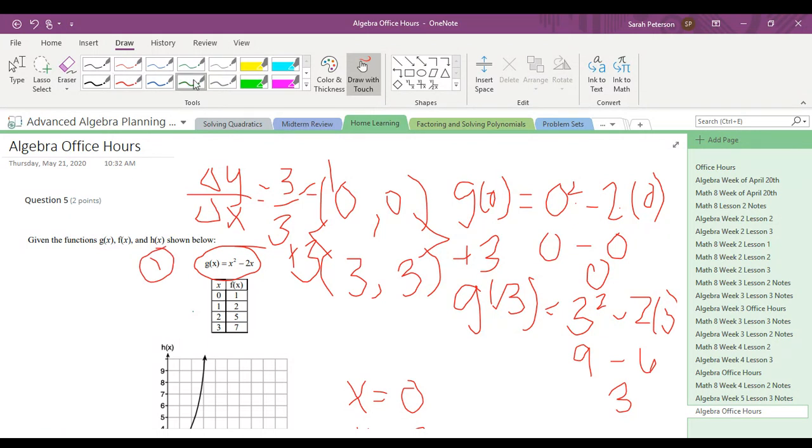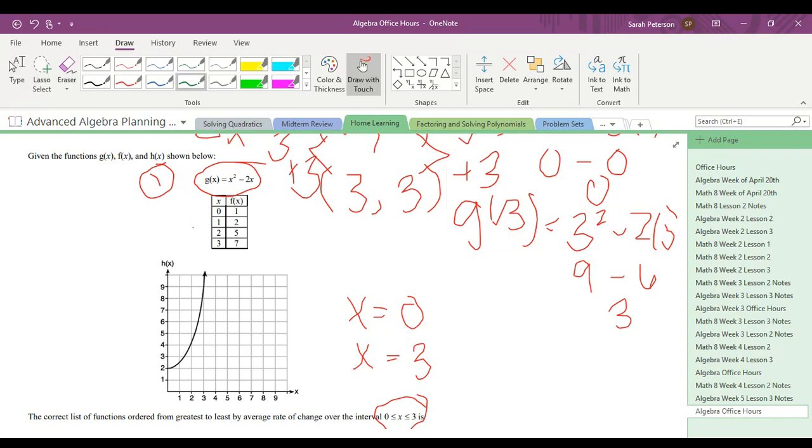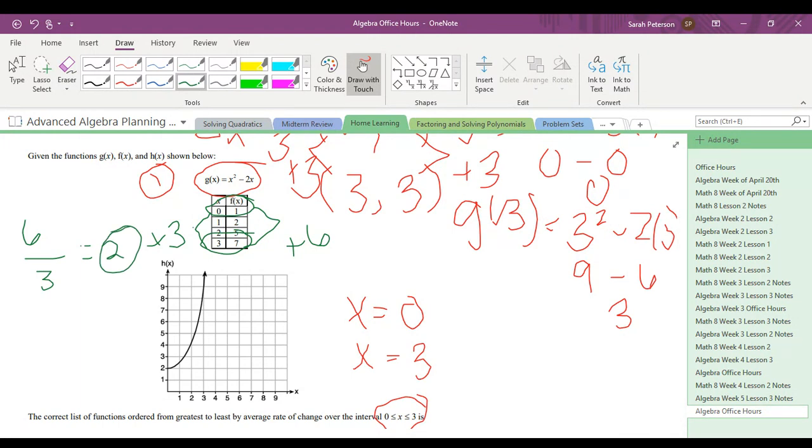Then my second one is a table, and I'm still looking at from 0 to 3. So I'm going to look at this point (0, 1) and this point (3, 7). I don't need to know about the points in the middle because I'm just looking at the average over that interval. So how do I get from 1 to 7? That's plus 6. How do I get from 0 to 3? That's plus 3. So 6 divided by 3 is 2. So the average rate of change for f of x is 2.